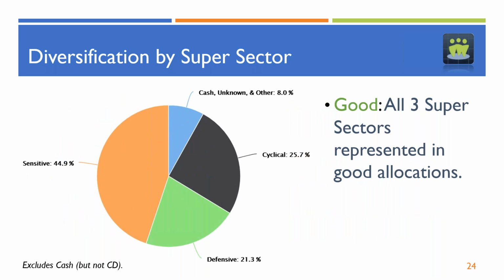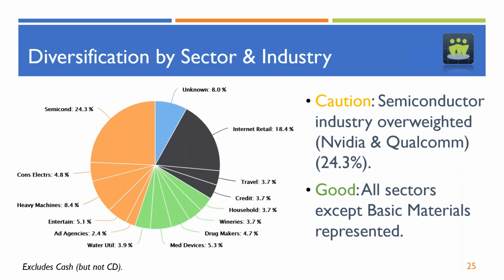On the super sector side, it's pretty good. Defensive super sector at 21% is very high. It's often difficult to find utility, healthcare, and consumer defensive stocks that fit the better investing model. So that's looking pretty good. I like that diversification. The semiconductor industry group at 24% is overweighted, and that's due to some overlap of NVIDIA and Qualcomm, two companies in that semiconductor industry. And so I don't like to see that kind of overlap.